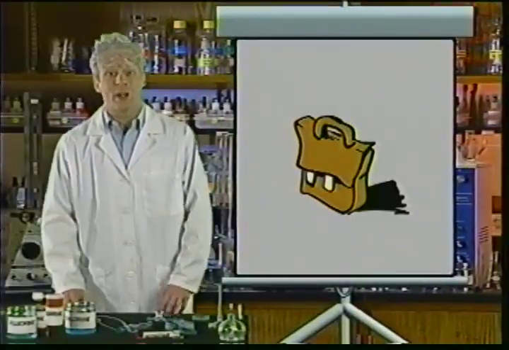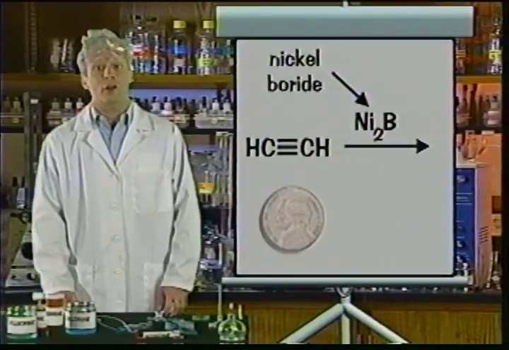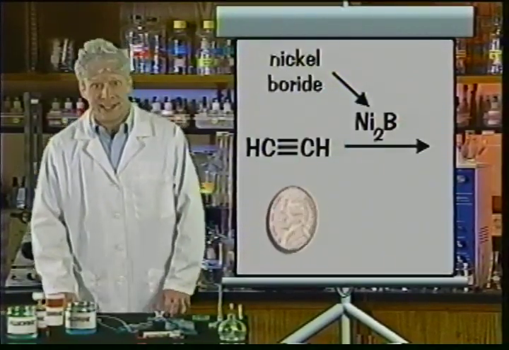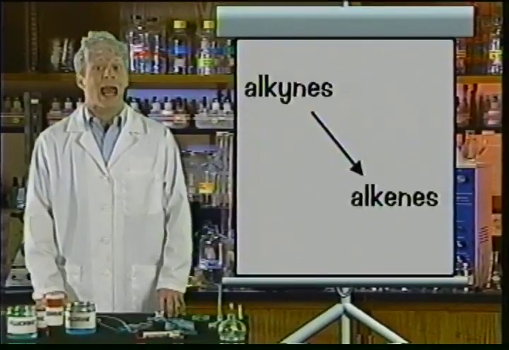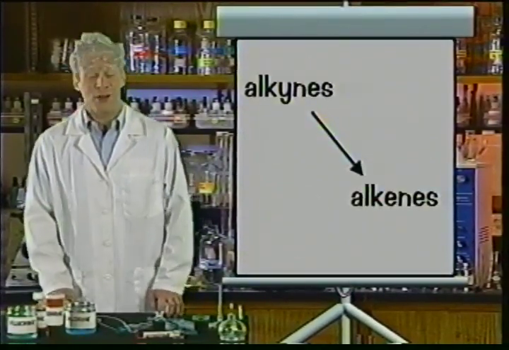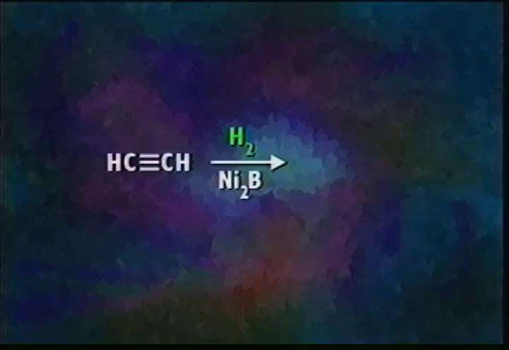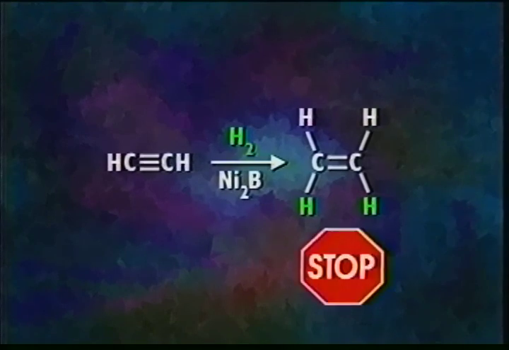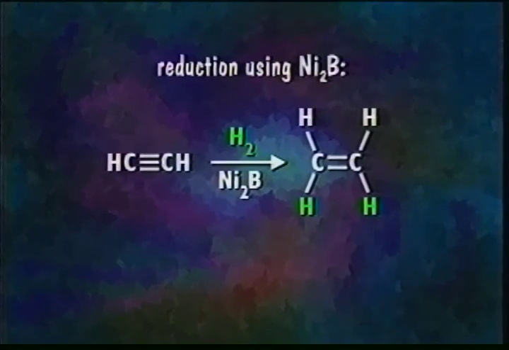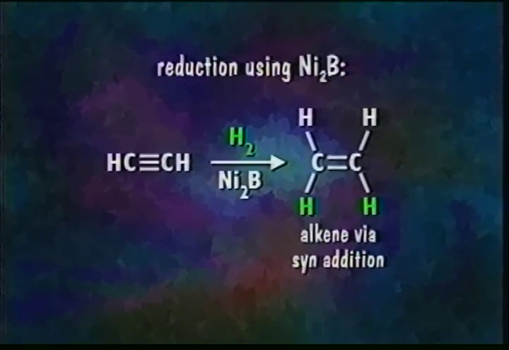In that case, we could use a special catalyst of nickel boride, Ni2B, which is really good at reducing alkynes to alkenes, but not so good at reducing alkenes to alkanes. Our alkyne, when reduced with nickel boride and hydrogen, would be reduced to an alkene with both hydrogens on the same side of the double bond, and catalysis would stop right there. A reduction reaction using nickel boride yields an alkene via syn addition. The product is a cis-alkene.